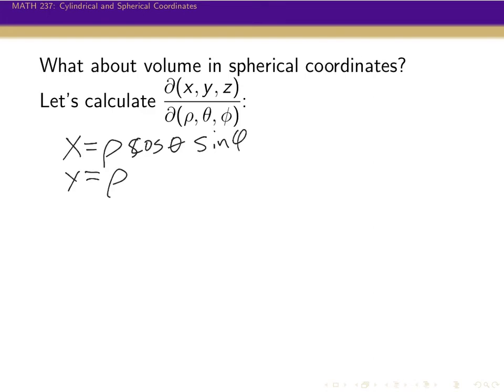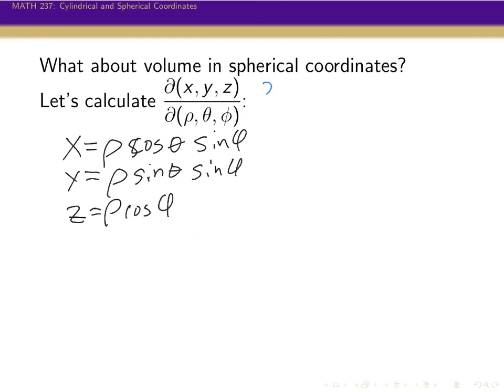Y is rho sine theta sine phi. And Z is rho cosine phi. Okay, now we need all the partial derivatives. So let's do these out.